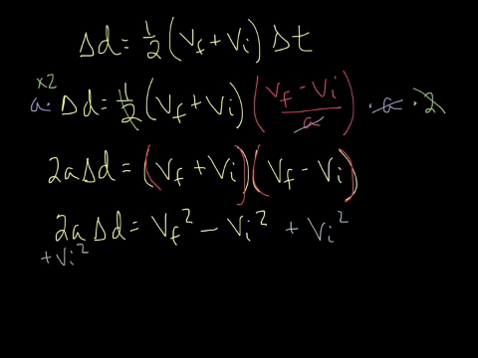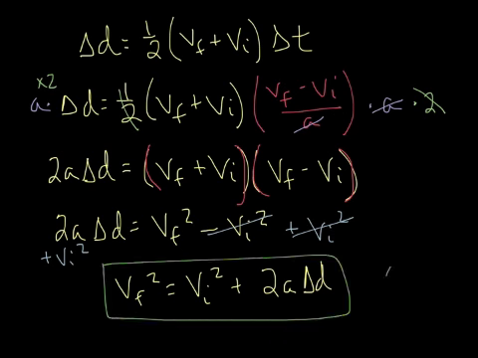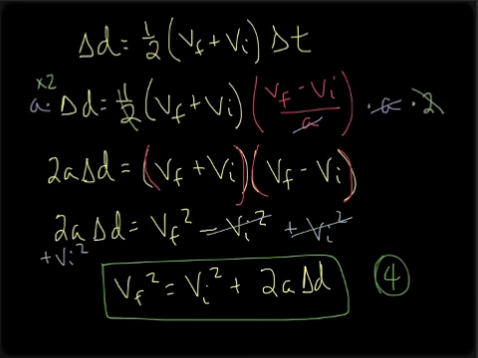Add V initial squared to each side so that it will cancel on the right. Then you will have the finalized equation: V final squared equals V initial squared plus 2A delta D. This is our fourth kinematics equation. Draw a box around it and label it.